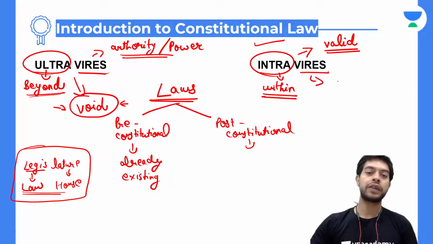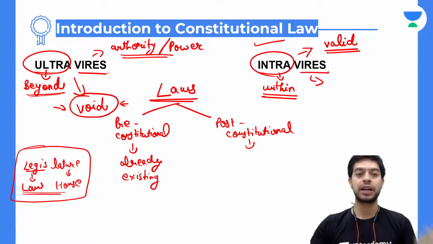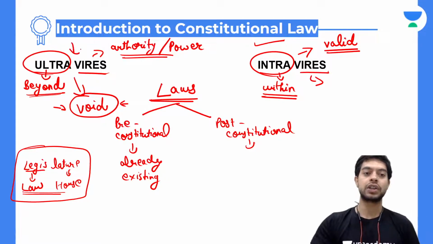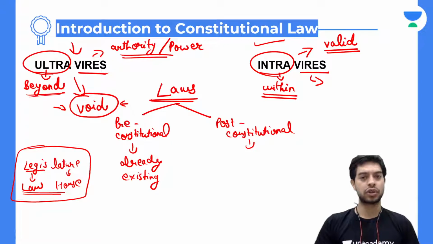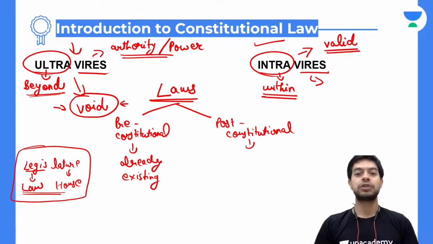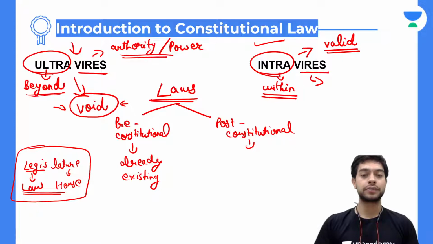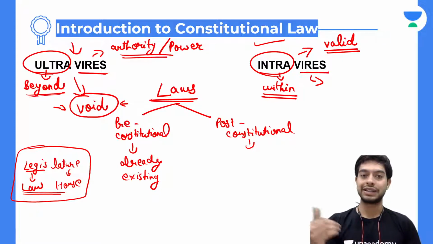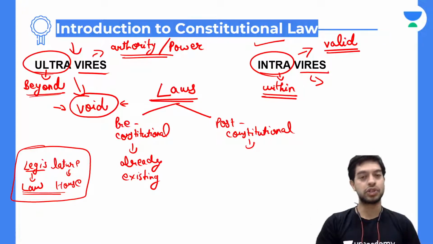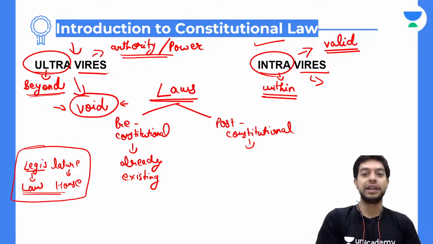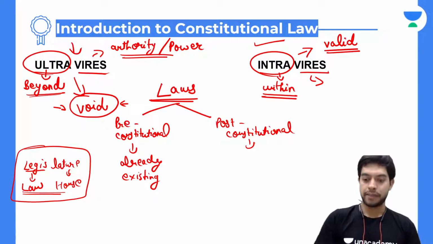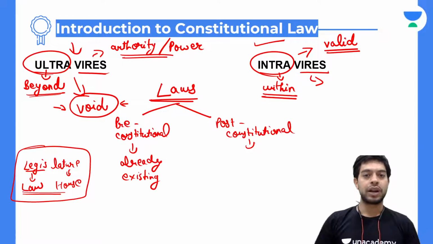तो कॉन्स्टिट्यूशन ऑफ इंडिया के किसी भी प्रोविजन के वायलेशन में अगर कोई लॉ है तो वो अल्ट्रा वायरस है। उसे कहा जाता है दैट द लॉ इज अल्ट्रा वायरस टू द कॉन्स्टिट्यूशन एंड हेंस वॉइड। And if a law is within the authority of the constitution, it does not violate any constitutional value, instead it fulfills or is in consistency with a particular constitutional provision, then it is intra vires. Okay, like let me give you one more example.